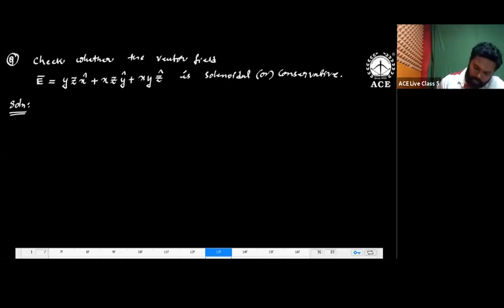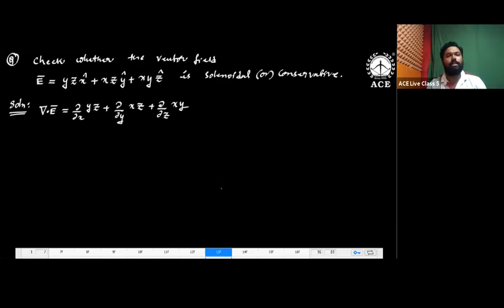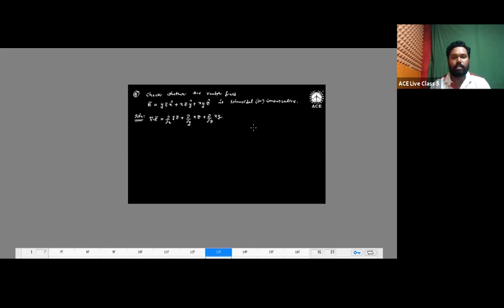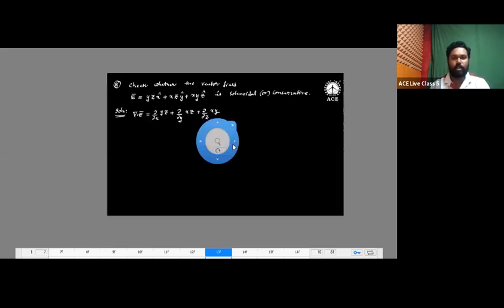Clear? Fine. Find out its divergence. What is the divergence of E? It is dou by dou x of the x component, yz, plus dou by dou y of the y component, xz, plus dou by dou z of the z component, xy. It is a partial differentiation. What is the meaning of partial differentiation? If you know the answer, you can try. If you know the procedure, you can try, and later you can cross check.